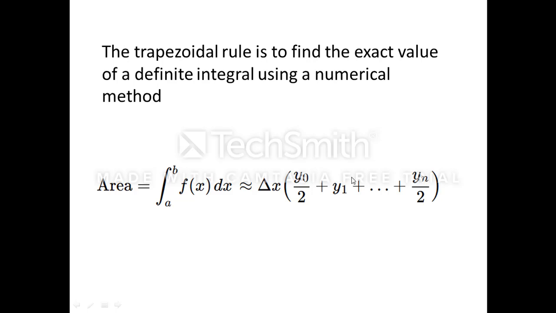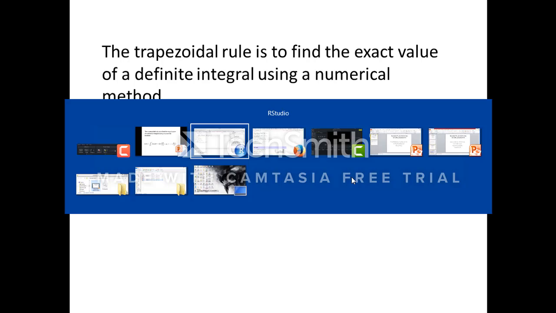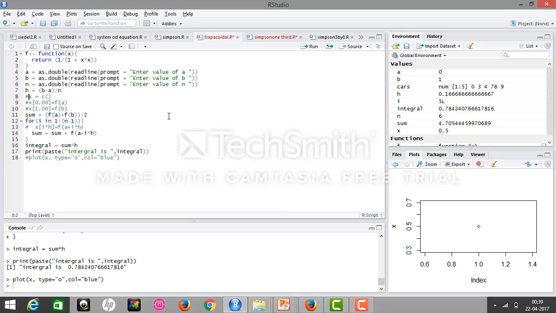So here is a small program which implements the trapezoidal rule in the R programming language. Here we have taken a function which defines f(x), here it is 1 upon 1 plus x square. Then we have taken input a, b, which are the limits of the integral, n is the number of divisions that we want to take, and h is the difference, that is (b minus a) upon n.